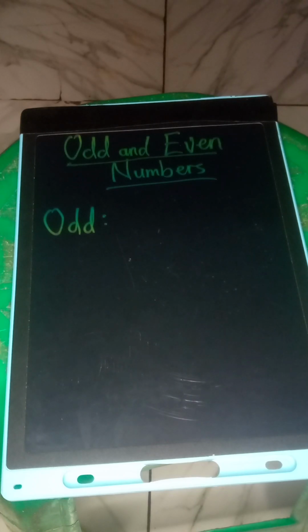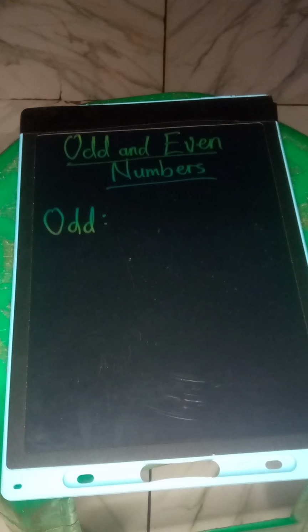So how you can identify an odd number and how you can identify an even number, even if it is in trillions or billions. I'm going to show you a very simple way of identifying whether a number is an odd number or an even number. So before then, let's look at what is an odd number and what is an even number.